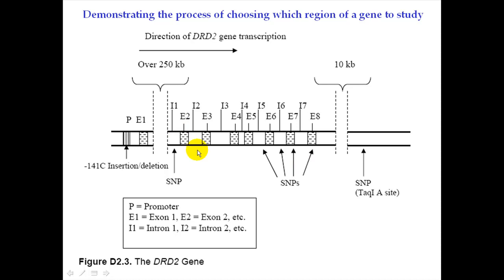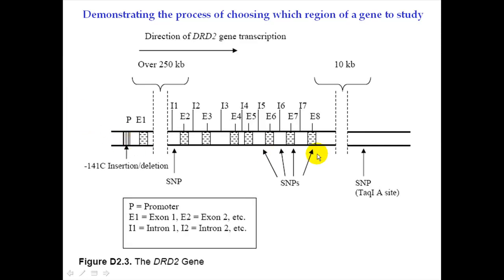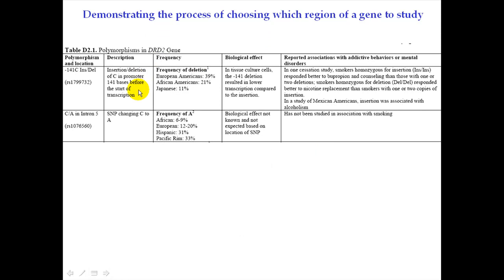And so again, here's what the DRD2 gene looks like. In your assignment, you're given a table that gives you information on different portions of this gene. So here's what that table looks like. What this left-hand column shows is it lists different regions within this gene. And then all of these right-hand columns give descriptions of each one of those regions.